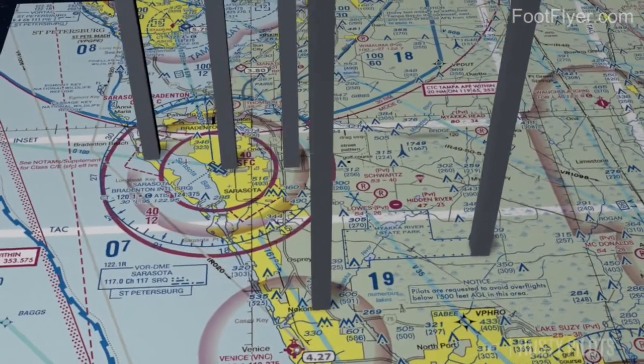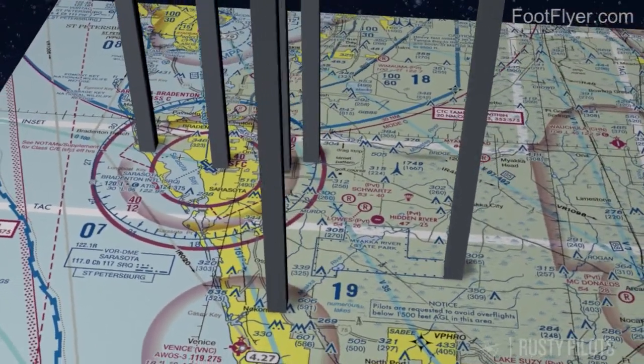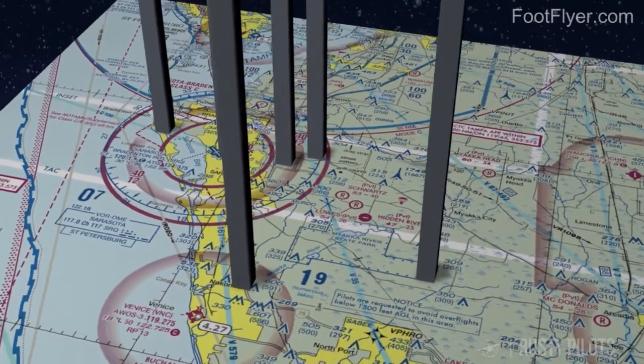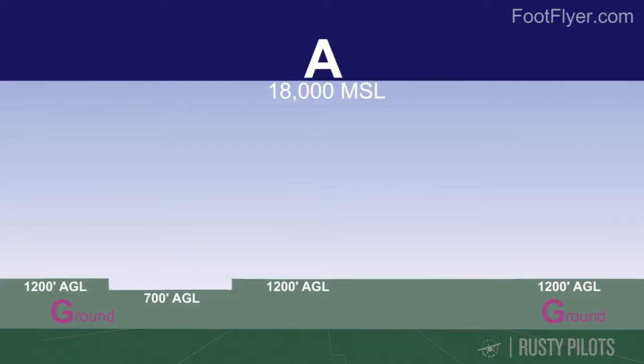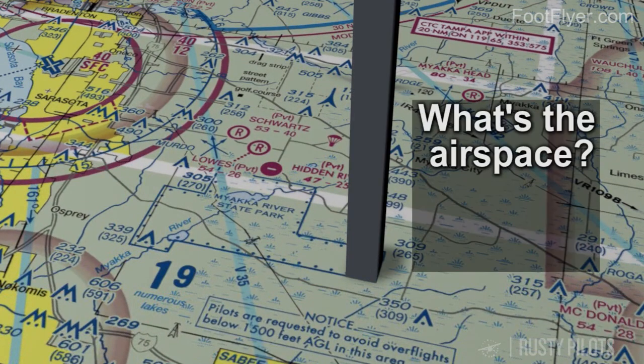Now that we've covered the basics, let's check our understanding by trying to identify the airspace in these columns. We know that A starts at 18,000 MSL, so we'll ignore that. Starting here, what's the airspace?